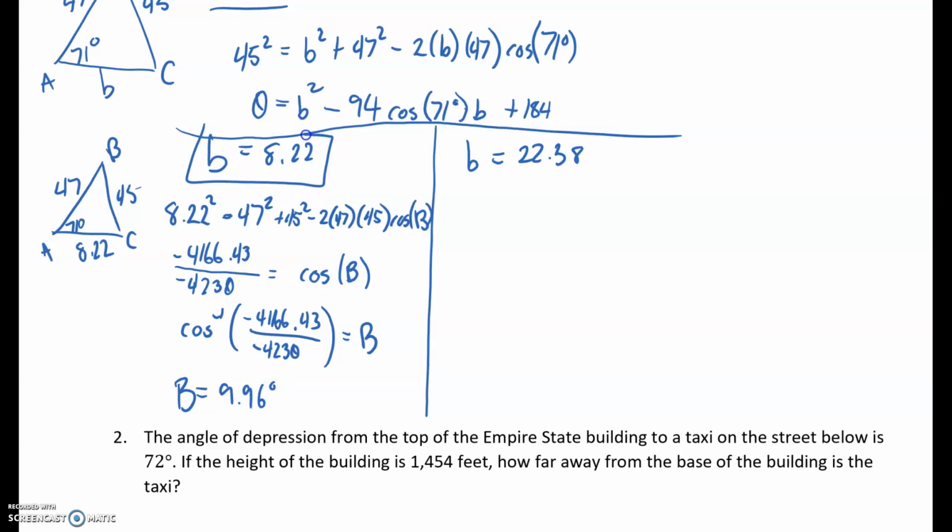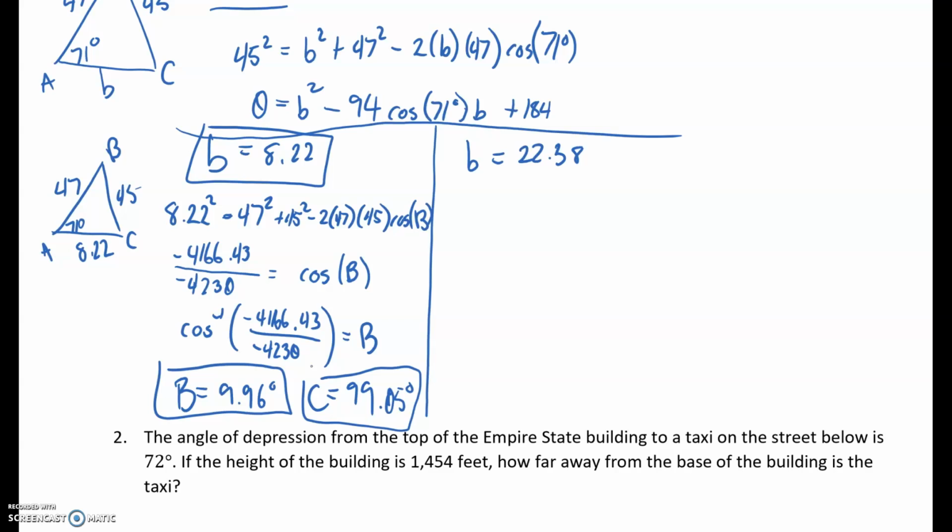Okay, so I've solved for 1, 2, and the third thing I have here is to solve for angle C, which I'm just going to add 9.96 to the 71 degrees and subtract that from 180 to give me 99.05 degrees. Okay, and so that'll get you your values for the first triangle.